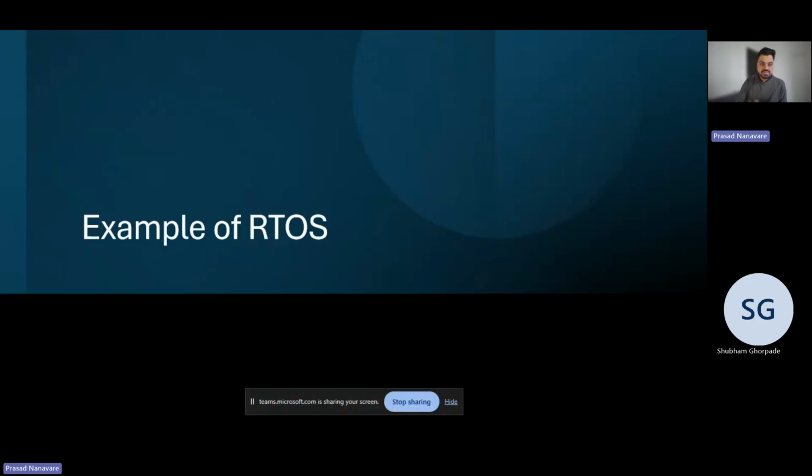Then we started with different RTOS examples and selection criteria. Primarily, the most widely used RTOSs are FreeRTOS, then we've got VxWorks, again very popular, then we have QNX.